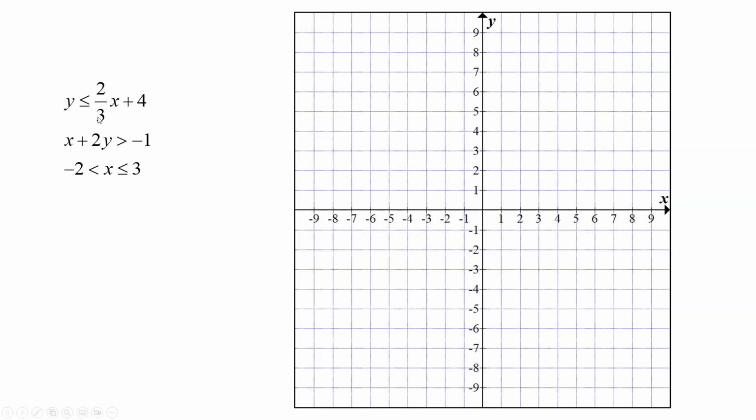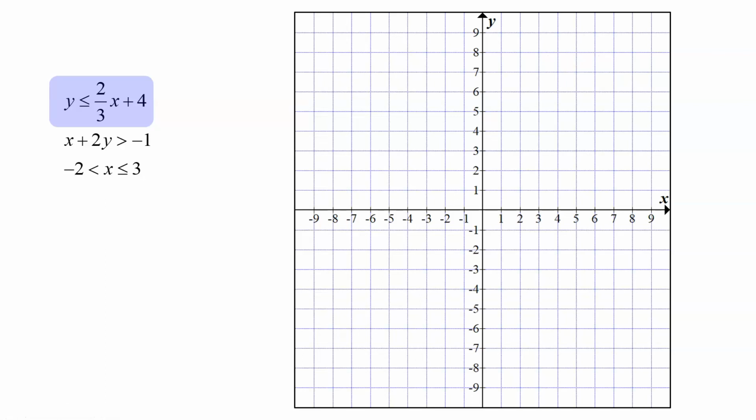When you look at the first line here, y is less than or equal to 2/3 x plus 4, you're going to graph it the same way. You're going to start up at 4. You're going to go a slope of up 2, right 3, up 2, right 3. And you're going to draw that line.